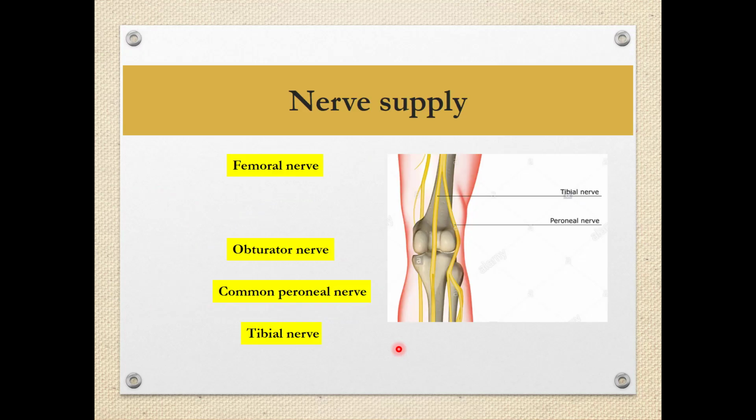Now we will discuss the nerve supply of the knee joint. First of all, the femoral nerve, which is the nerve of the anterior compartment of the thigh. Then the obturator nerve, which is the nerve of the medial compartment of the thigh. And there are 2 nerves which are the common peroneal nerve and the tibial nerve, which are the branches of the sciatic nerve. The common peroneal nerve will be supplying the lateral and the anterior compartment of the leg, and the tibial nerve will be supplying the posterior compartment of the leg. So these are the nerves which are supplying the knee joint, because they are crossing the knee joint, so they will supply the knee joint. So this was about the knee joint. I hope you understand.